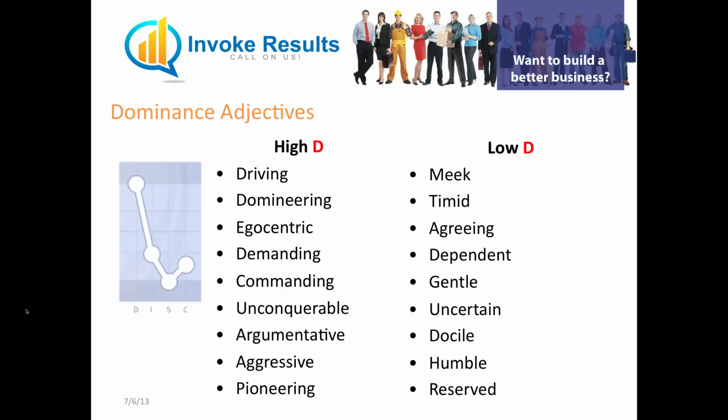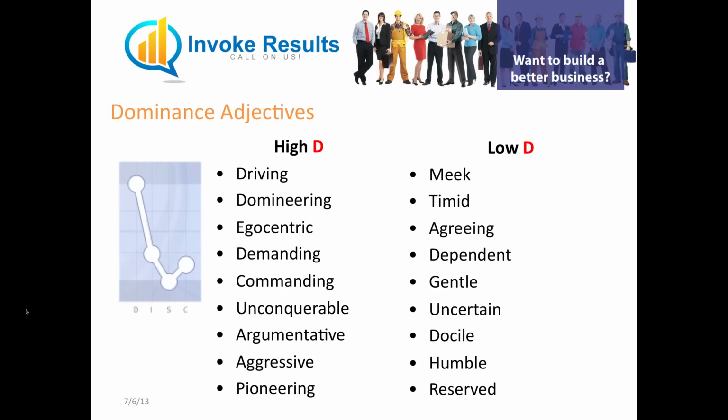So let's expand on the D's again a little bit further. So as we've said, the high D, all about power, achieving goals, fear failure. So, they'll drive forward. They're quite domineering. They'll often appear rude or blunt. They're not being rude. They're just getting to the point, getting to the facts. Can be quite egocentric, often demanding, commanding, unconquerable, argumentative, aggressive, pioneering type individuals.